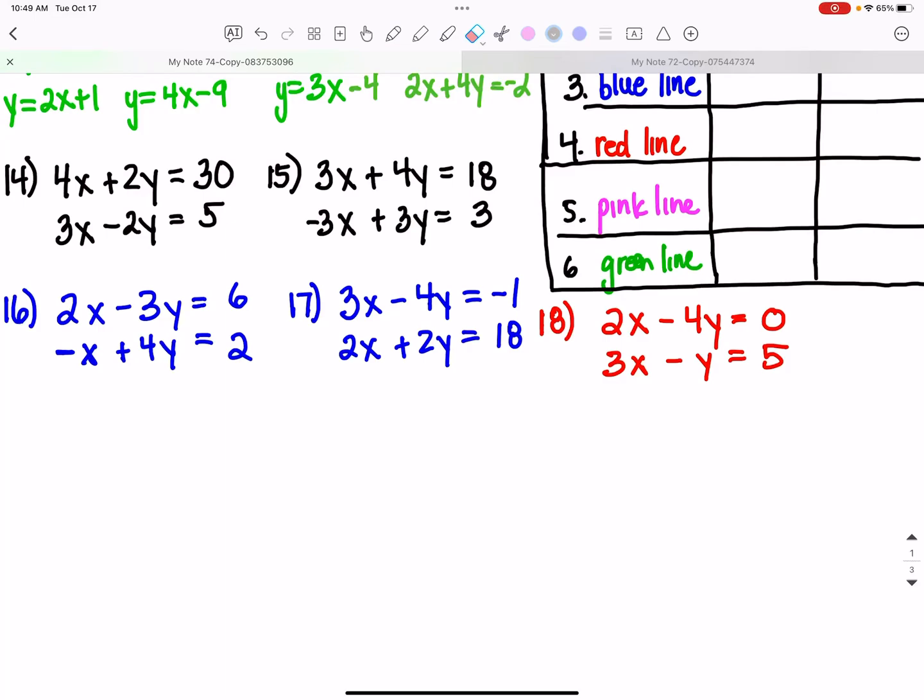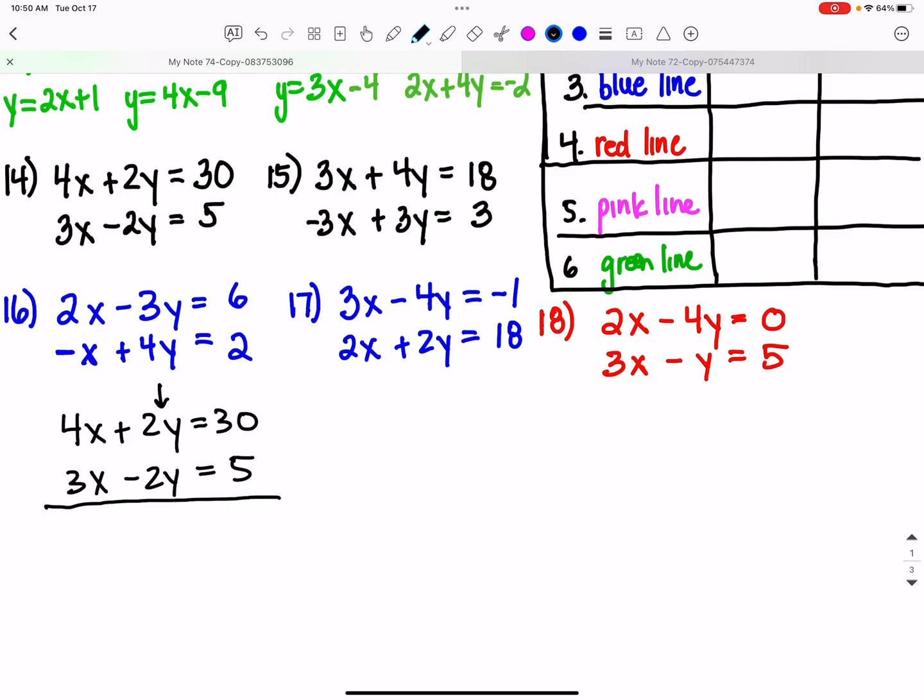All right, guys, let's do some of these elimination ones. We'll start with 14. 14 is 4x plus 2y equals 30, and then we have 3x minus 2y equals 5. This one's being really nice to us because the positive 2y and the negative 2y are going to kill each other off. That's exactly what we want.